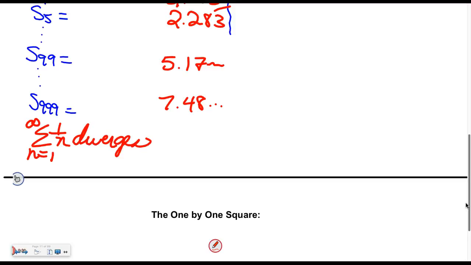It appears to diverge. You might even want to put appears. We'll prove it later. It's actually one of the most famous series. It's called a harmonic series. Ties in with music a little bit too. But we will prove definitively that the harmonic series diverges in another section. Fair enough? So we'll leave that right there.